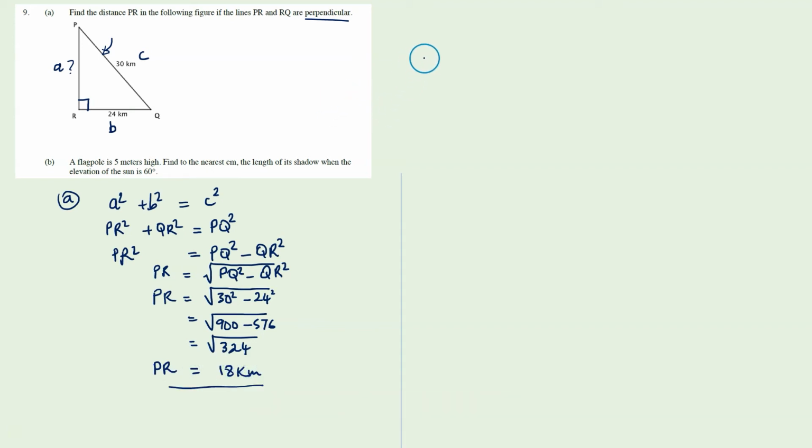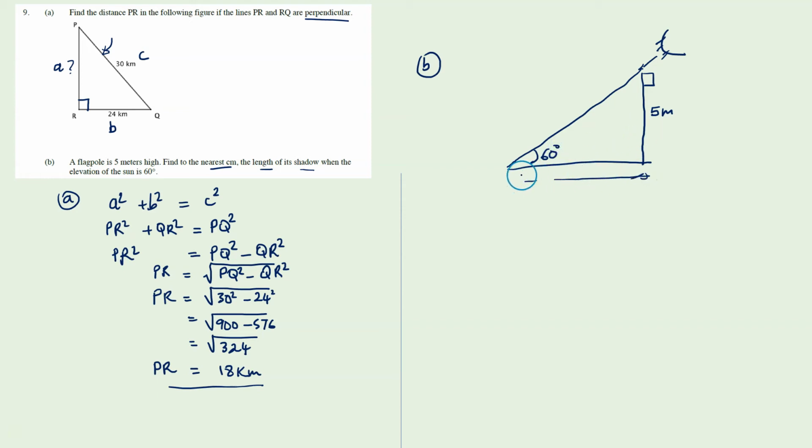Okay, now for B, we are told a flagpole is 5 meters high. Find to the nearest centimeter the length of its shadow when the elevation of the sun is 60 degrees. So you should always do a little drawing so you know what's going on. So I'm going to draw my lovely flag here, which is 5 meters high. And the lovely sunshine here is shining down, and this angle with the ground, of course, is 60 degrees. And we're asked to find the shadow of this flag. So that's a flag and the shadow will be here somewhere. So that's from there to there. I'm going to call this X meters because I don't know what it is. And that's what we're asked to find.